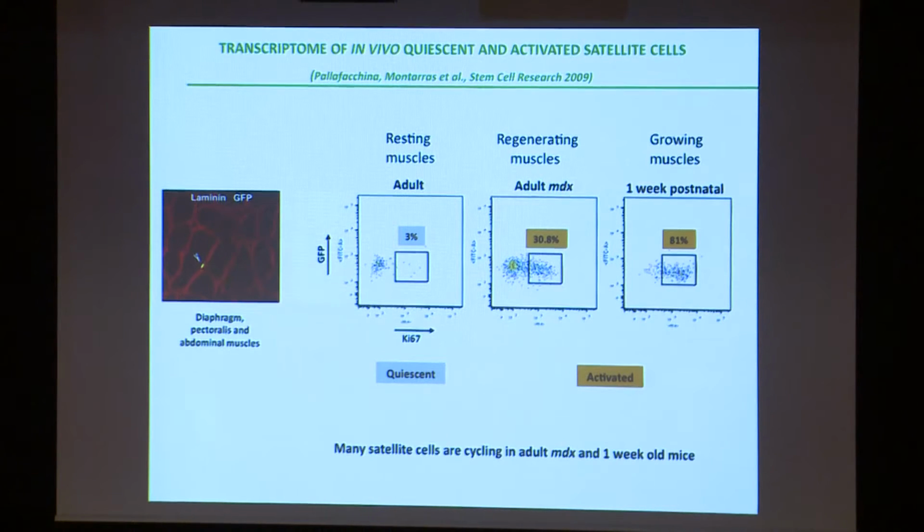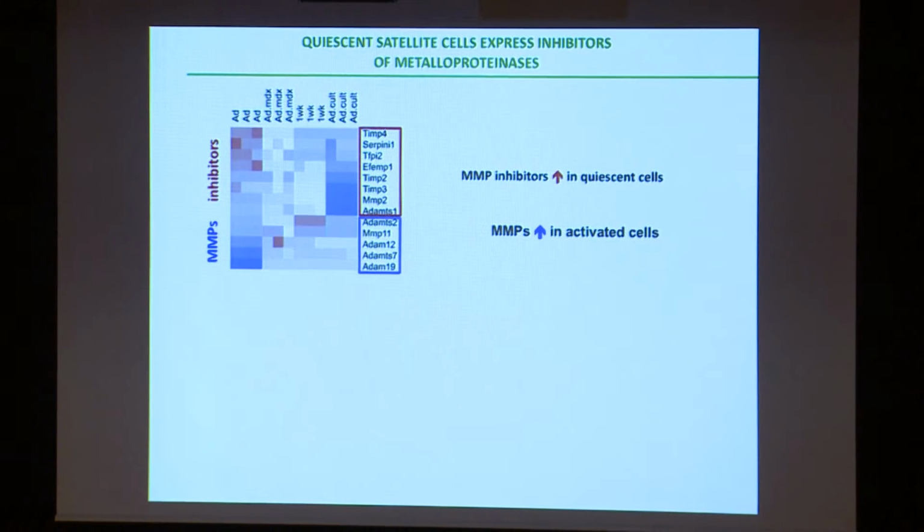So we isolated the cells from resting adult muscle, regenerating muscles of adult mice, and also growing muscles. These were the two activated states that we used to compare to the quiescent one in vivo. And this led us to many observations. I'm just illustrating one of them, at the beginning of several studies that are continuing now.